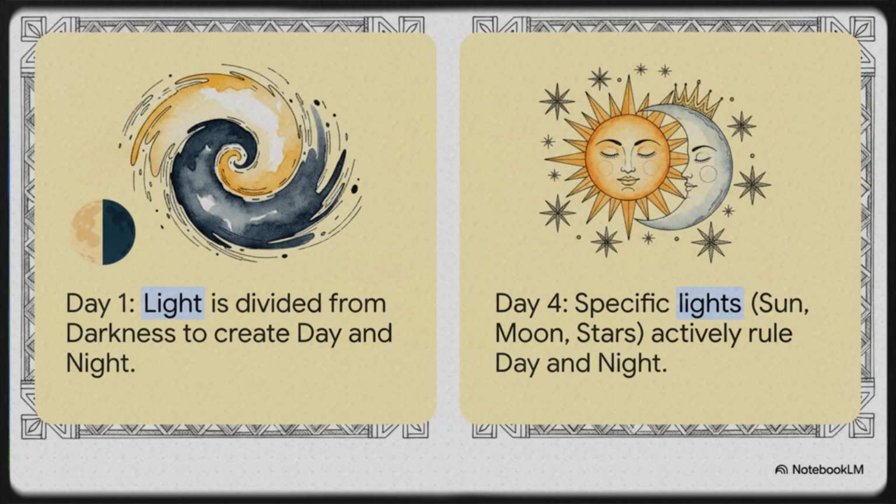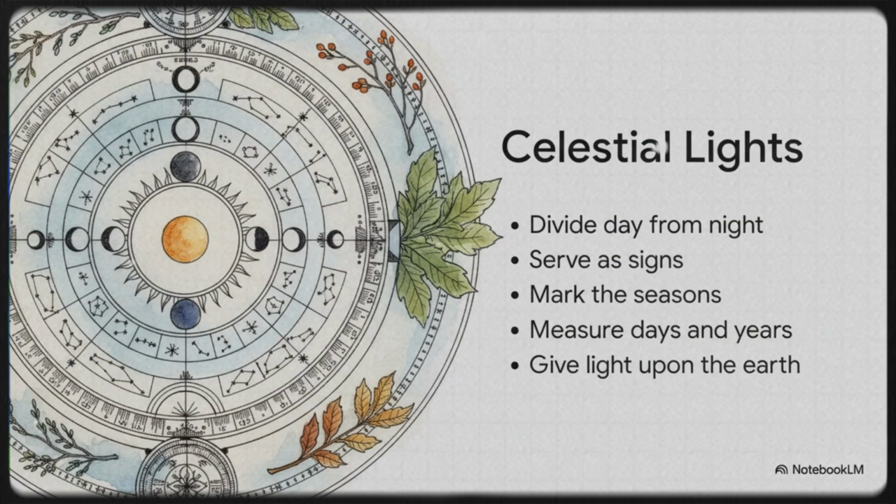So, what does this all mean? The narrative is essentially setting up an ancient divine calendar system. It's designed to bring measurable time and order to human existence.